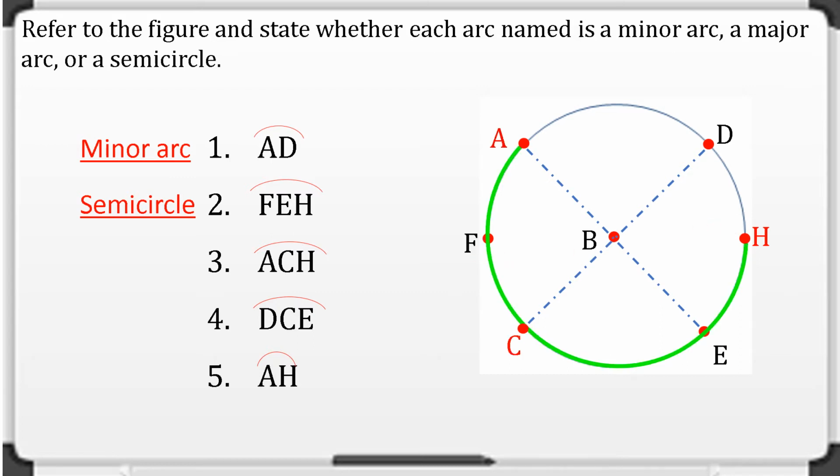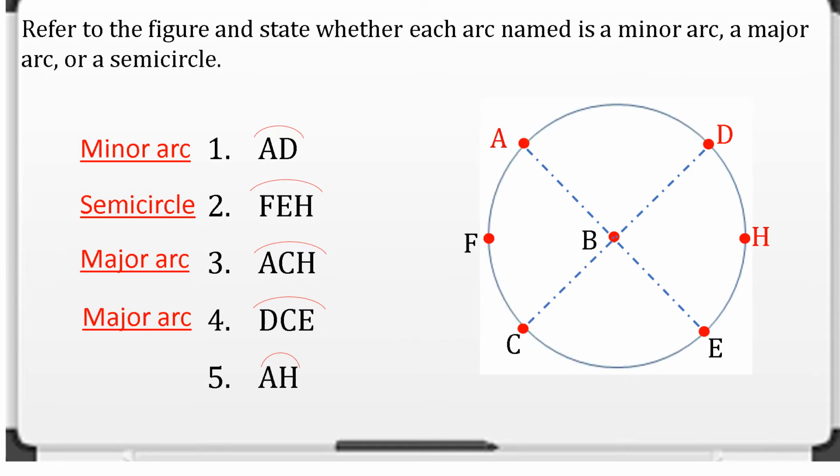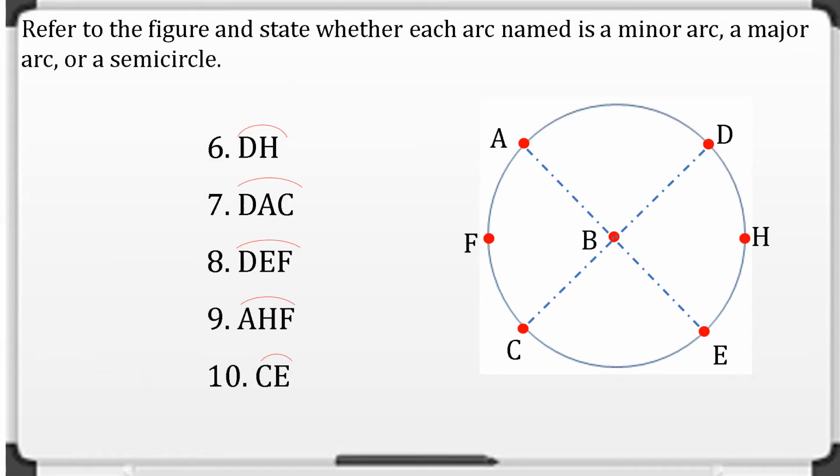Next, arc ACH. This is major arc. Number 4, arc DCE. That is a major arc. Number 5, arc AH. Okay, that is a minor arc. Number 6, arc DH. Correct, that is a minor arc.